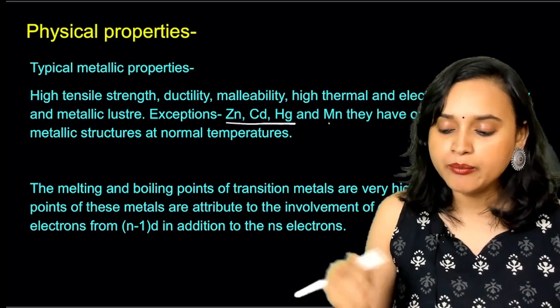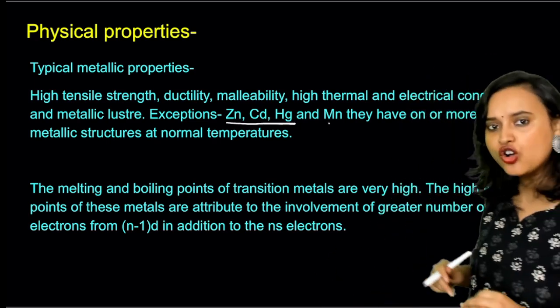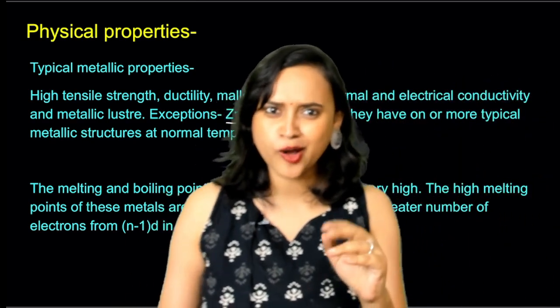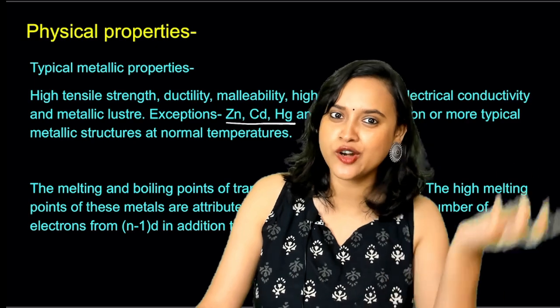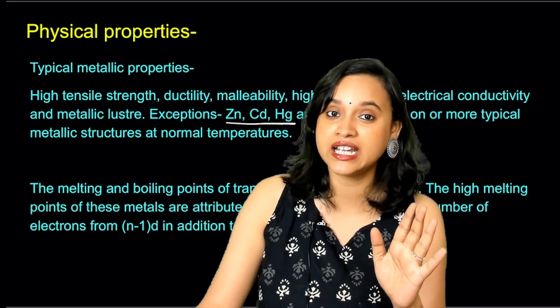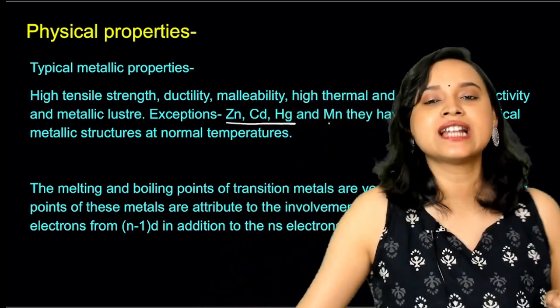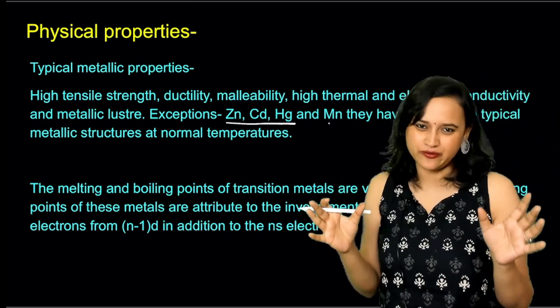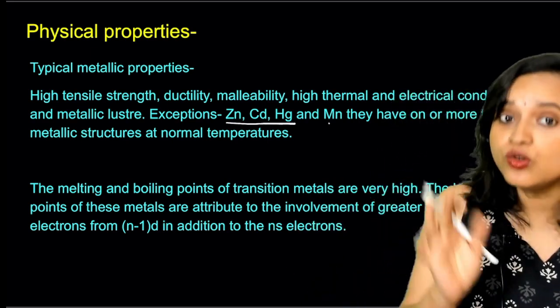Now, if we talk about manganese, manganese also is a little exceptional, and that we will be able to understand from the enthalpy of atomization, from the number of electrons that are present in manganese. From there, we will be able to understand why manganese also shows a little bit of deviation from the property.